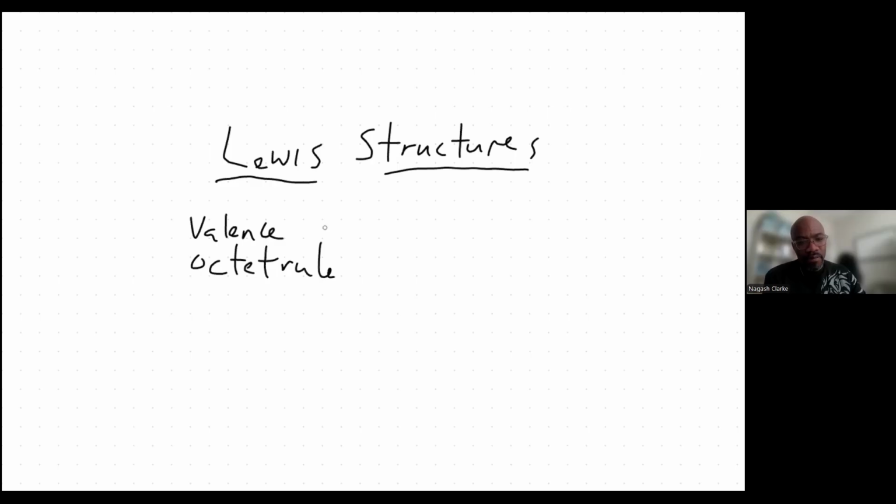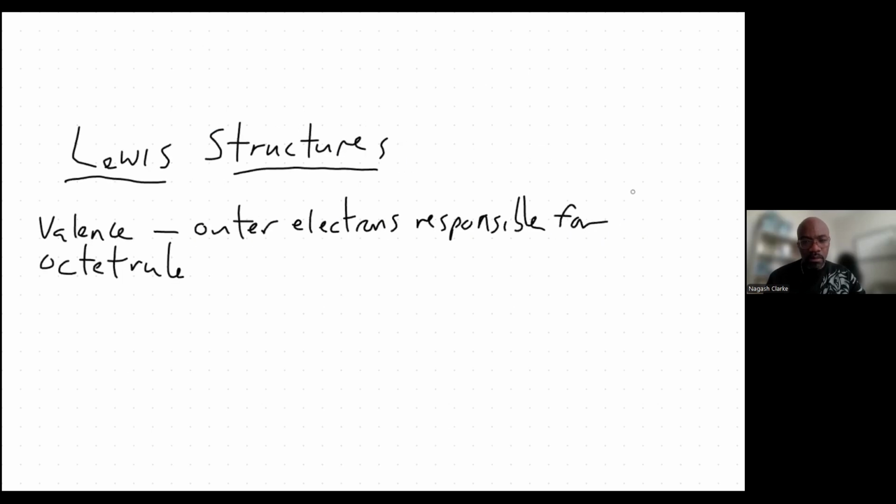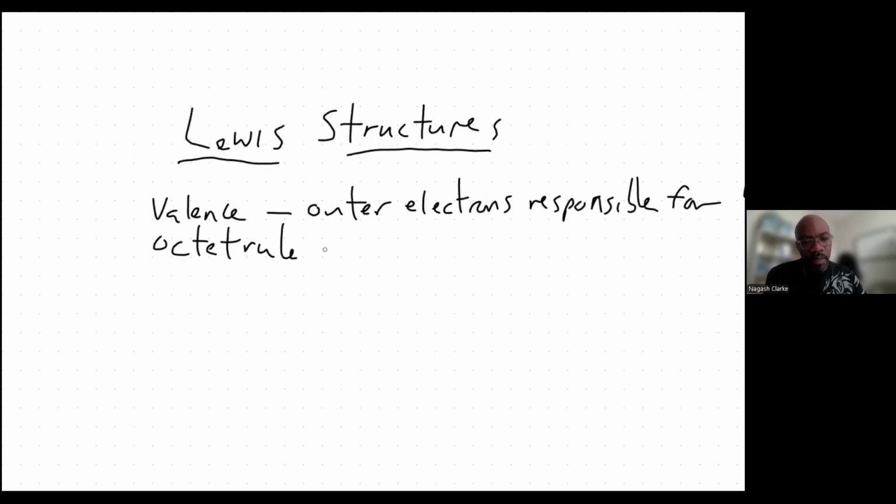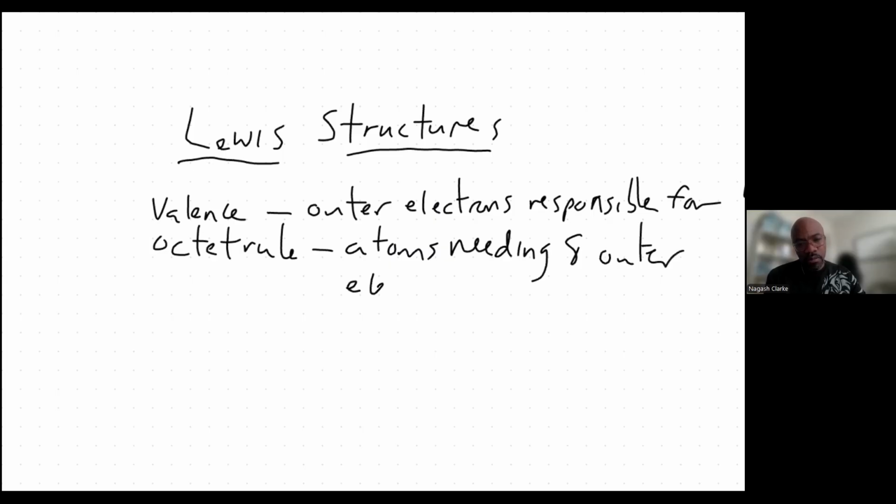Right, so valence: outer electrons responsible for bonding. Octet rule: atoms need 8 outer electrons for stability.